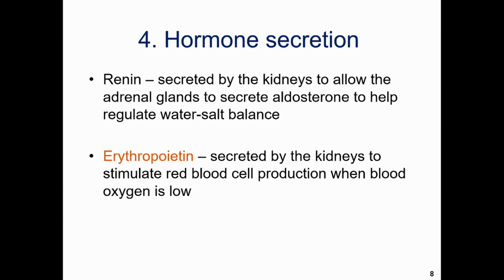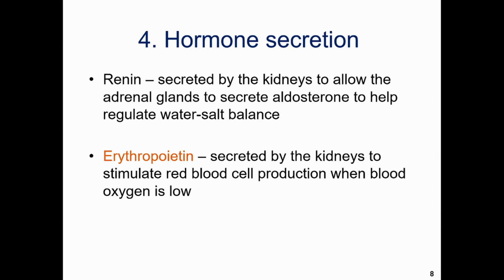Our fourth one was hormone secretion. We talked about two, renin and erythropoietin. Renin is secreted by the kidneys, and that's going to help the adrenal glands out. The adrenal glands need to secrete a hormone called aldosterone to help the kidneys do their water-salt balance. And so renin can serve as a signal to tell the adrenal glands it's time to secrete aldosterone. Erythropoietin is going to be secreted by the kidneys to tell the red bone marrow to produce red blood cells. We've talked about this one before.